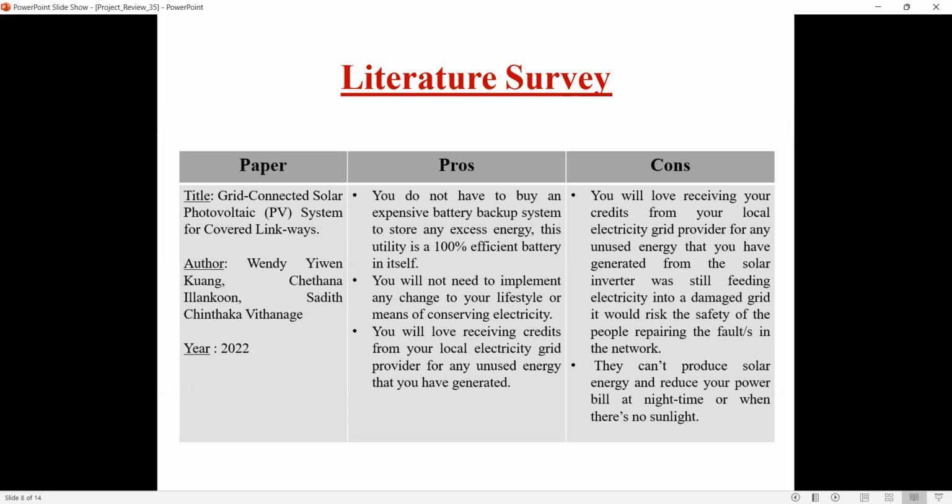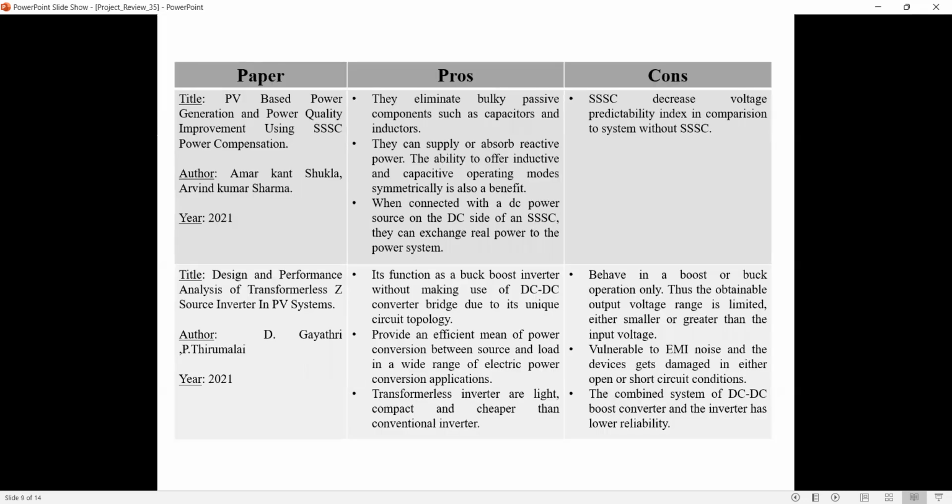They can't produce solar energy and reduce your power bill at night time or when there is no sunlight.